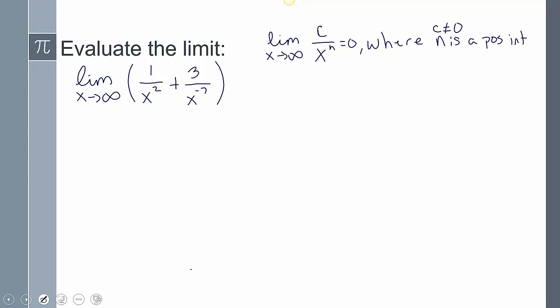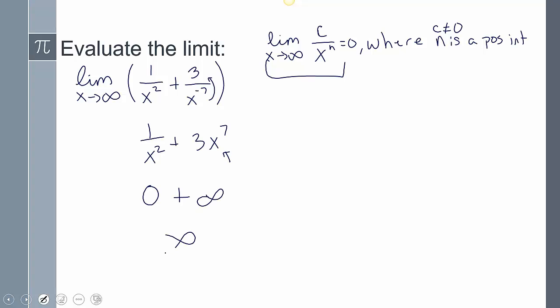Now on this next one, because I have this negative power, that can be flipped, so I get 1 over x squared plus 3x to the 7th. According to this definition, this is 0, but if I plug in infinity, that's going to go on to infinity, and so my limit will go on to infinity.